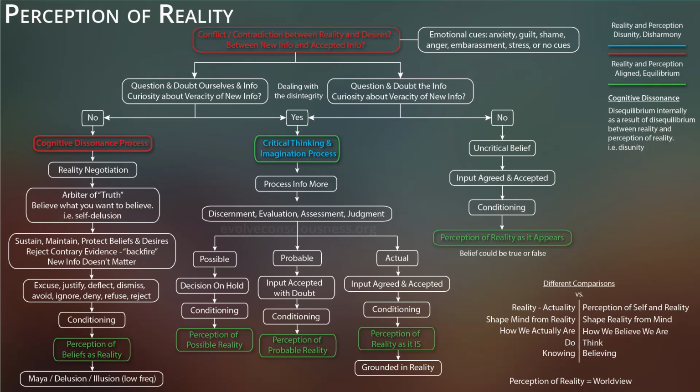So disequilibrium internally as a result of disequilibrium between reality and perceptions of reality, i.e. disunity. So it creates a disequilibrium internally when your reality and desires, perception and reality don't meet. That's the emotional cues, the anxiety, guilt, shame, anger, embarrassment, stress, which is your internal disequilibrium as a result of the disequilibrium between reality and your perceptions. It creates conflict within you that you can feel in most cases.